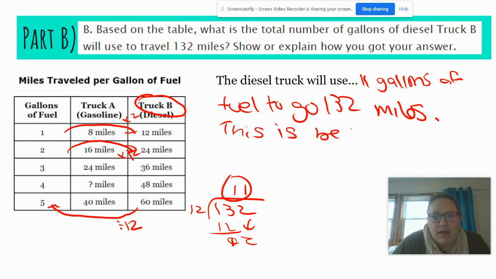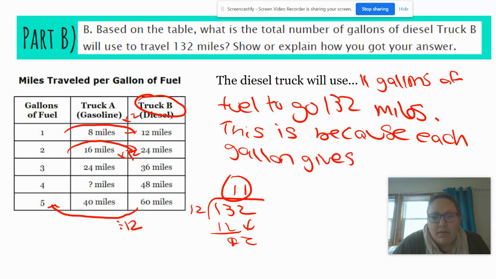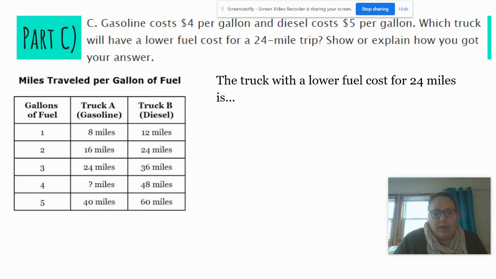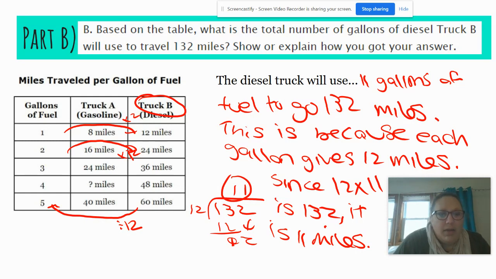This is because each gallon gives 12 miles. Since 12 times 11 is 132, it is 11 gallons. So again, that's how we would answer that question. Counting by 12s, you have to count by 12s 11 times, or again, we're working backwards and just dividing our total by 12 to get back to the gallons.